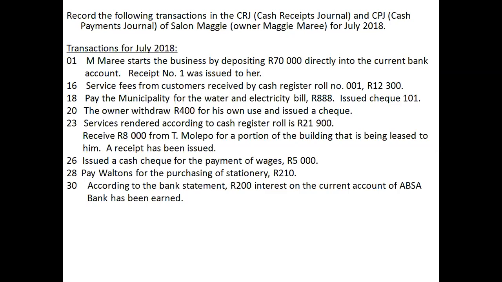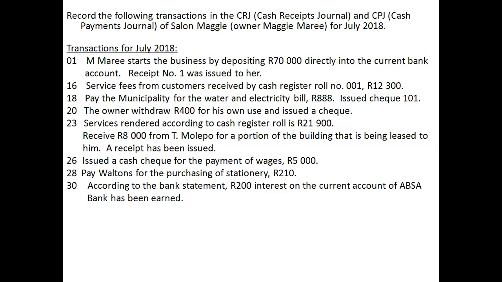On the 20th, the owner withdraws 400 Rand for his own use and issues a check. Again, if the owner withdraws something for his own use, we call it drawings. It is a check that was issued. Therefore, that transaction will also go to the CPJ, the Cash Payments Journal. So we're just going to leave that one for now.